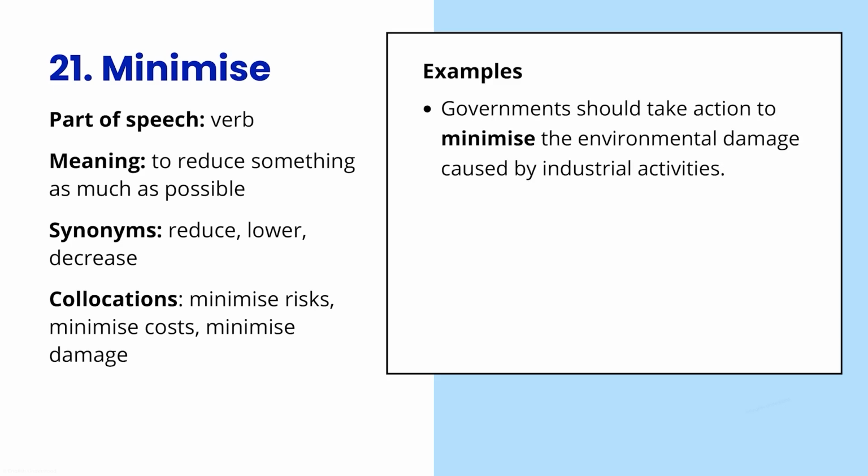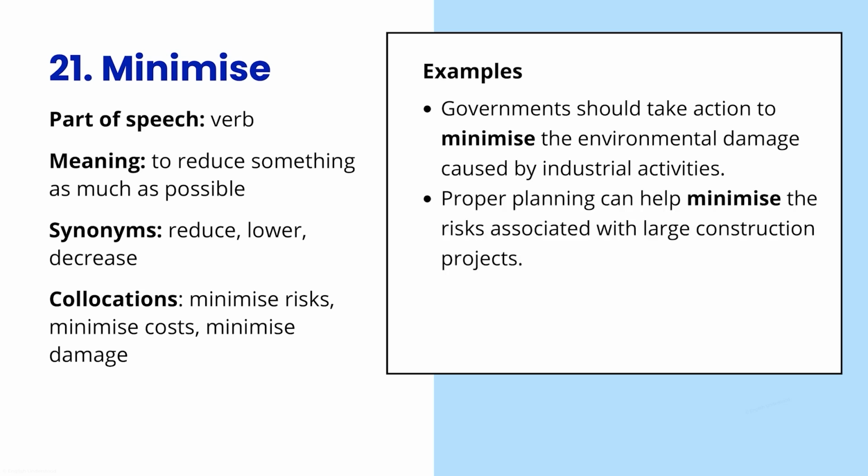Governments should take action to minimize the environmental damage caused by industrial activities. So because of these industrial activities, there may have been some environmental damage. So governments should take action. They should do something to make that damage as small as possible. Proper planning can help minimize the risks associated with large construction projects.